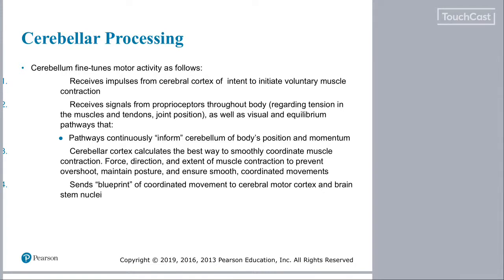These pathways continuously are going to inform the cerebellum of our body's position and momentum. So it's not just a one-time, here you are, that's all you need to understand. It's going to continually give us that information. Then the cerebellar cortex is going to calculate the best way to coordinate that muscle contraction smoothly. So things like force, direction, and extent of the muscle contraction to prevent overdoing it, maintaining our posture, and ensure smooth coordinated muscle movements.